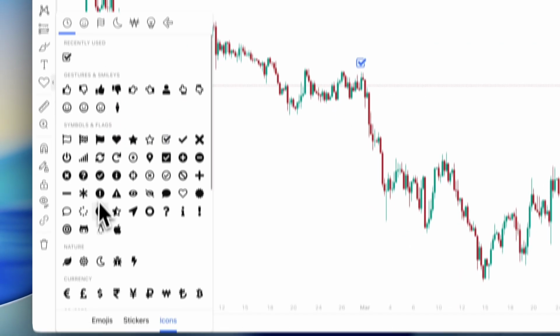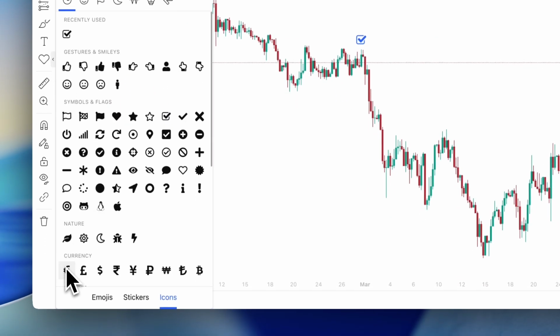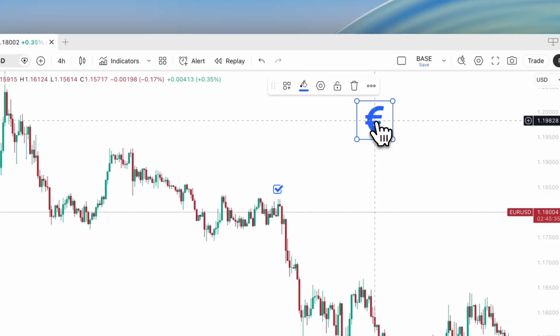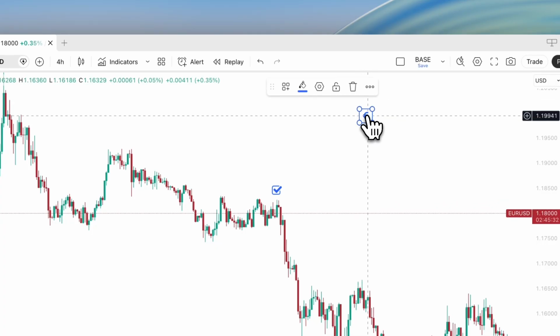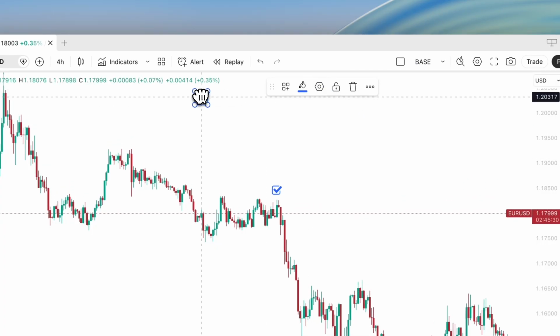Instead, I could actually opt for something else. Since we are trading the euro against the US dollar, I could add an icon here just to remind me that I am trading the euro against the US dollar.